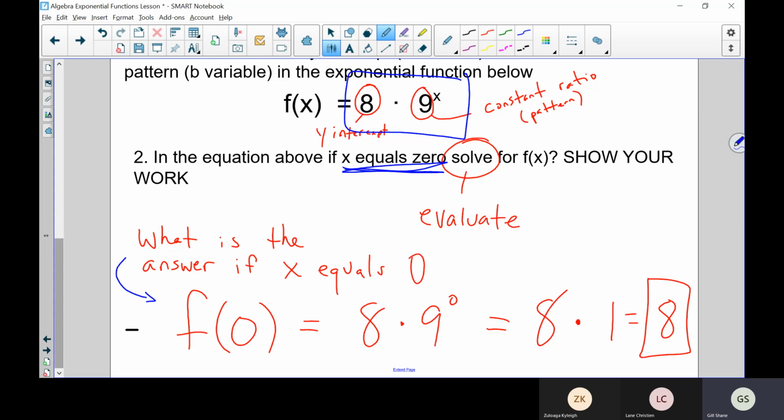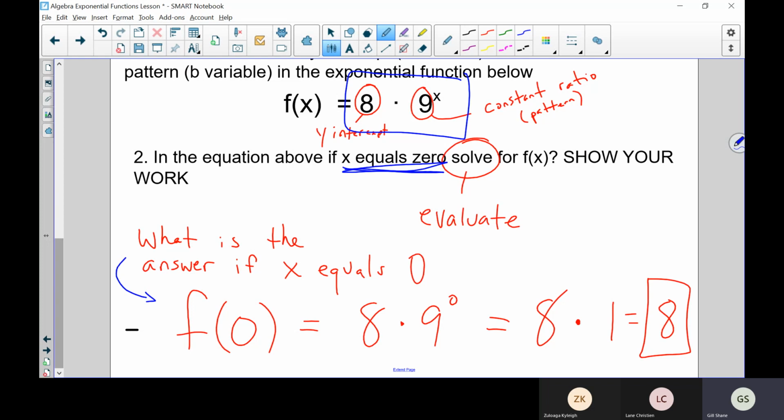So all I do is I just plug in 0 for x. The 8 still comes down, the 9 still comes down, but instead of x, I just make x 0. And now you just do the math. What is anything raised to the 0 power? 0. Oh God, somebody said it. No, it's 1.